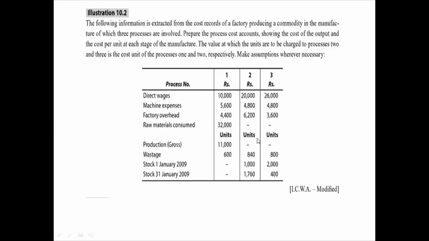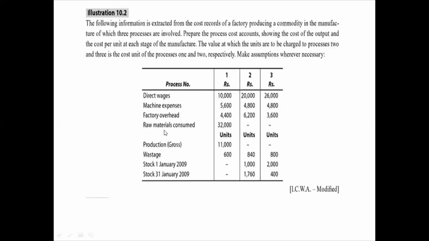This we are talking in terms of raw material. Now, the first expense given to us is direct wages. For each process, a different wage amount is being mentioned. So we are going to include these expenses in the process account respectively. Second expense is machine expense, again given for individual processes. Third is your factory overhead, given as per your different processes.